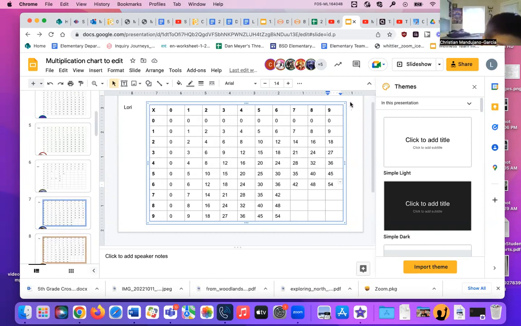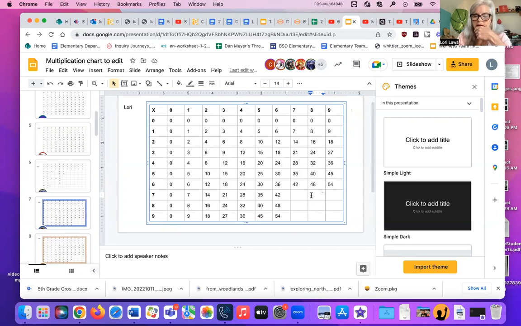4. So if we go to our 4s, let's see if the 8s are double. 4, 8, 8, 16, 12, 24. Are they double? Oh my gosh, yes, they are, right? So if this one was 28, if 7 4s is 28, what is double 28?